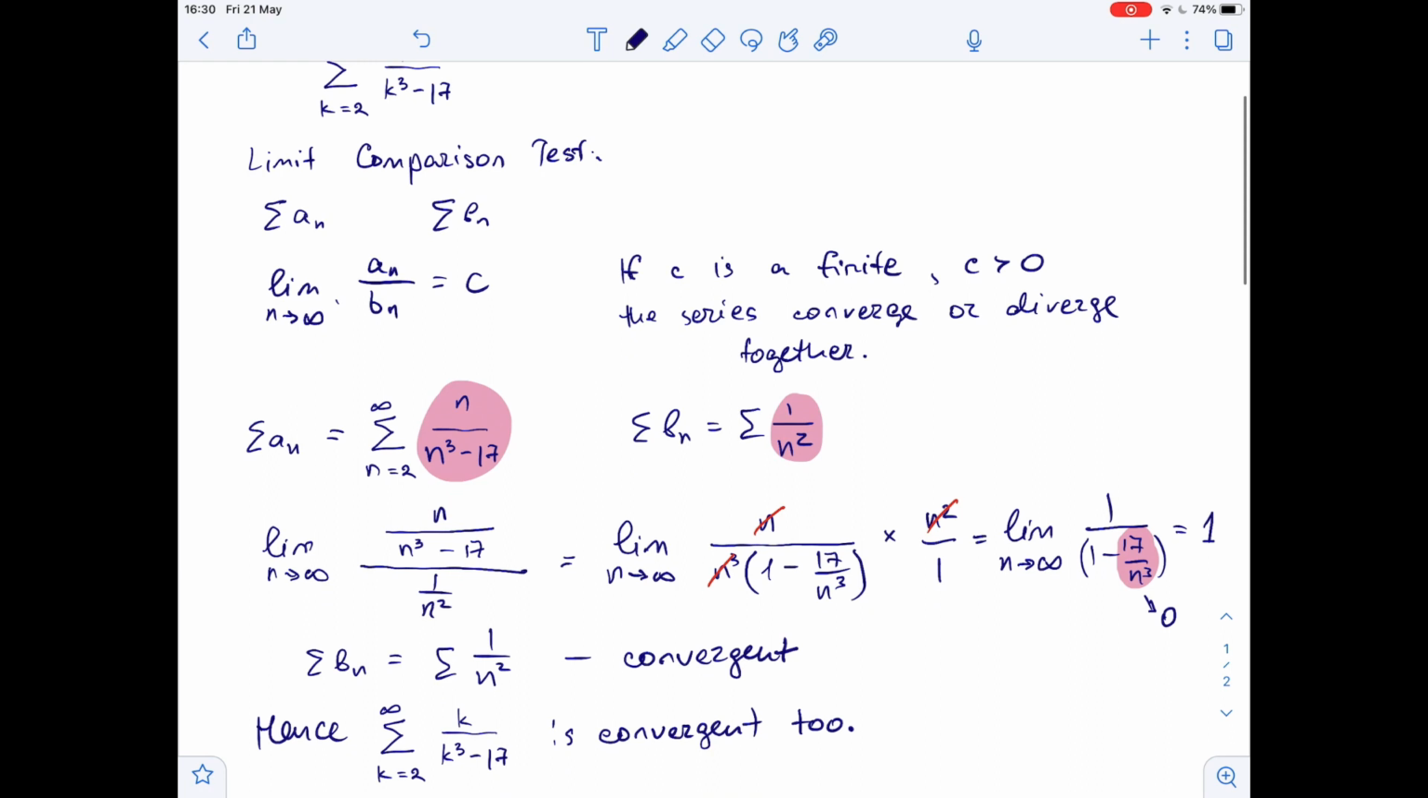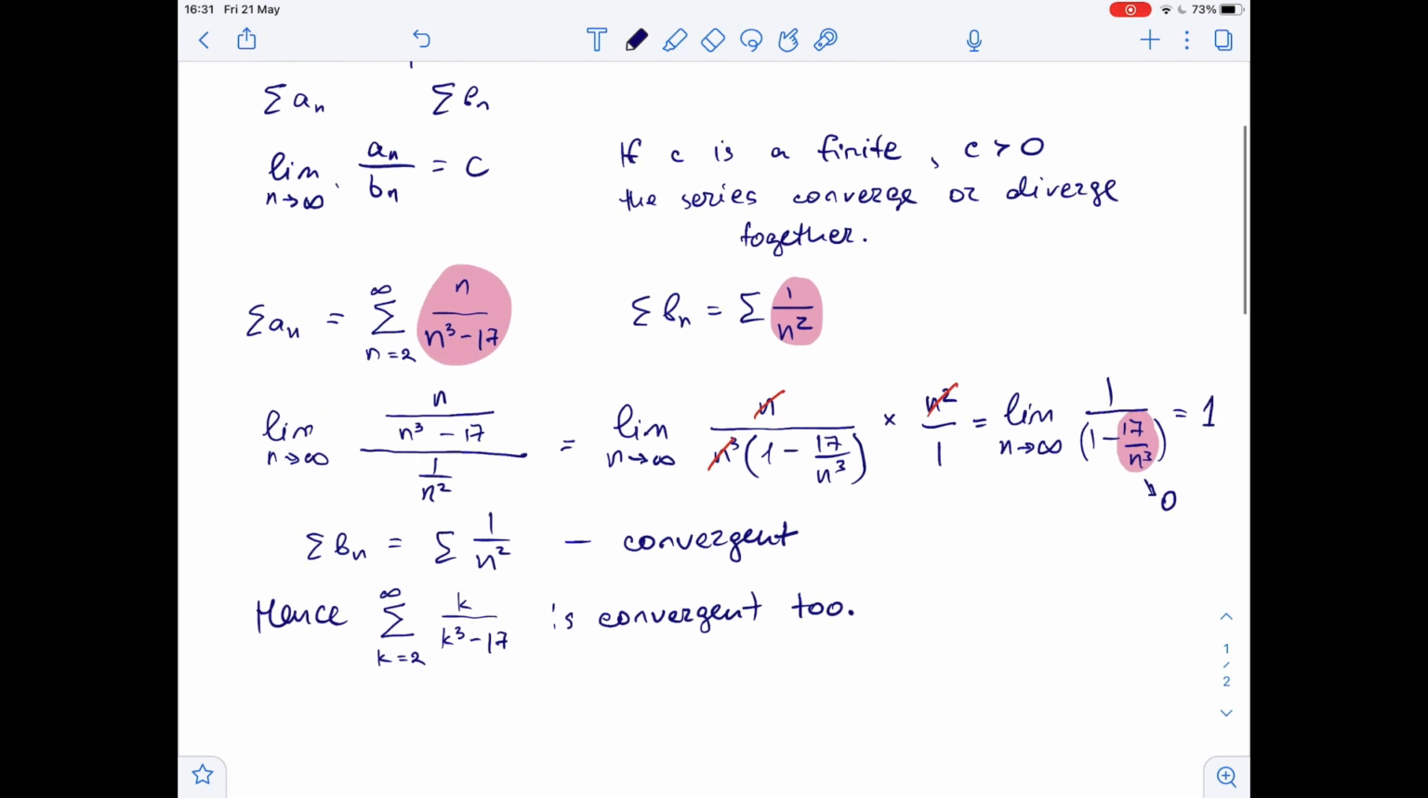So to solve this problem, we used the limit comparison test, and we found another simple series which helped us to solve this problem using the limit comparison test. And we proved that since the series that we used is convergent, our initial series has to be convergent too.